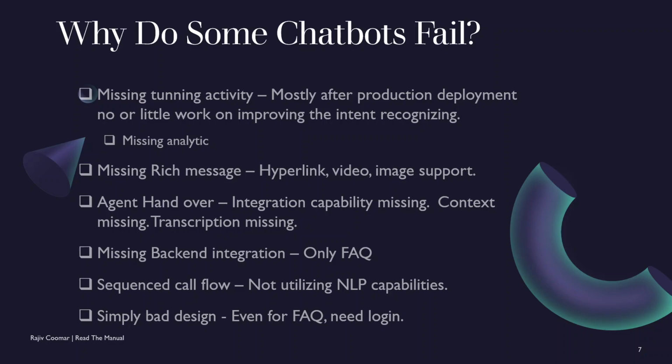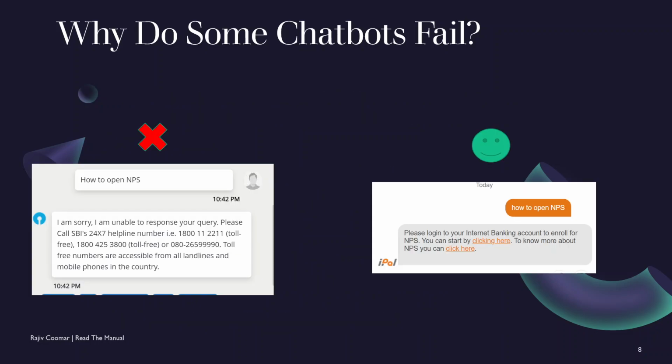So let me give you one example. If you see over here on the left hand side, when I ask how to open a national pension scheme, it gives me something like call this number and so on. And if you see for another bank, I ask the same thing. It gives me a link where to go and how to start, and more details from this particular bank. So this is one of the scenarios where hyperlinks, images or videos help.